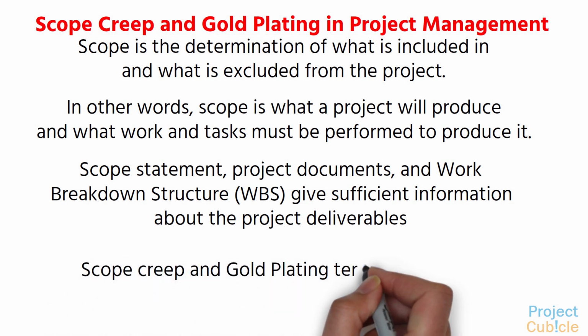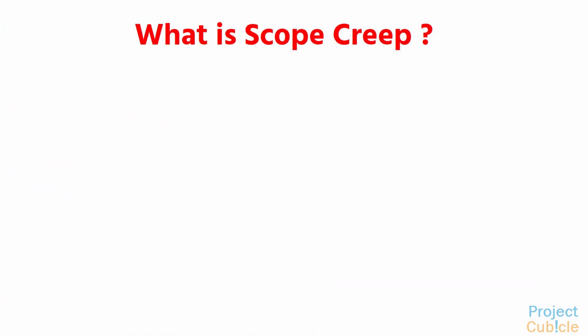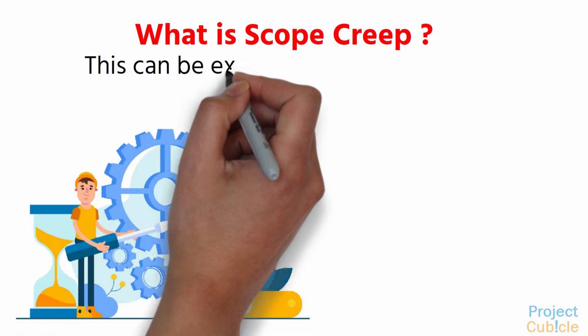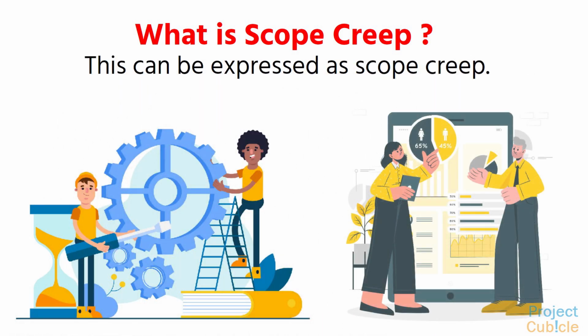Scope creep and gold plating terms refer to the modifications done in the scope of the project. What is scope creep? If the products, services, and results of a project aren't clearly defined at the beginning, there might be uncontrolled and unavoidable changes in the scope of a project. This can be expressed as scope creep. The PMBOK guide describes scope creep as adding features and functionality to the project scope without addressing the effects on time, costs, and resources, or without customer approval.